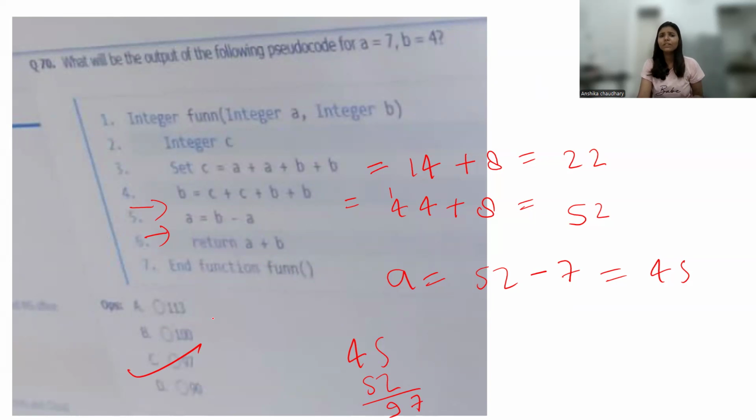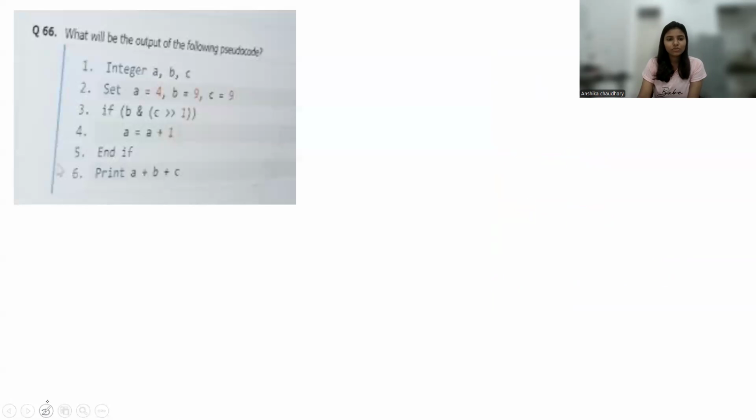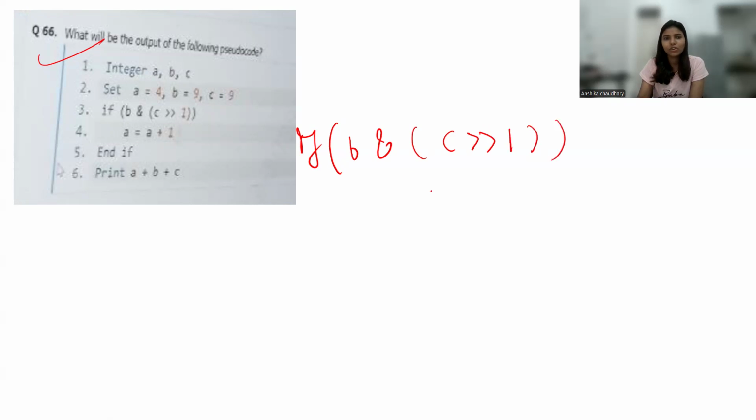The question was quite simple, just based on arithmetic operators, right? So let's move on to the next question. And all these questions are actual ones asked in Accenture. Integers A, B, C: A is assigned 4, B is assigned 9, C is assigned 9. There is a condition: if B logical and, bitwise and C right shift 1, is zero. Okay, then A is assigned A plus 1.